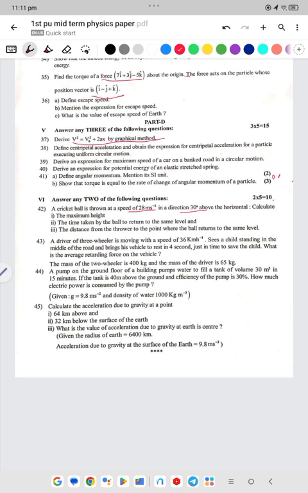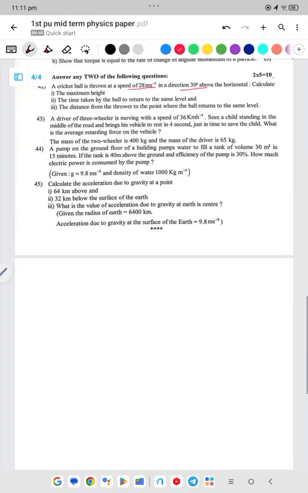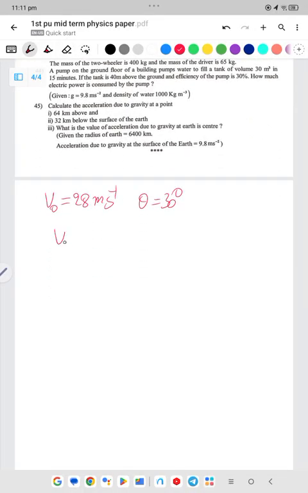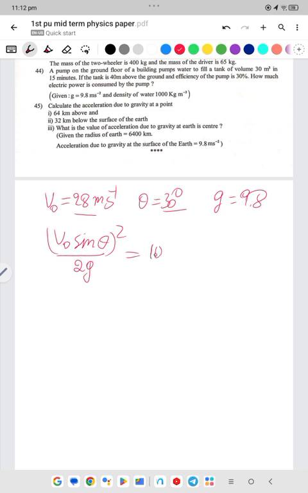Maximum height is nothing but, here, what they have given is a cricket ball, that is you have obtained V naught, that is V naught is equal to 28 meter per second, and theta is equal to 30 degree. And first one is you have to calculate the maximum height. Maximum height formula is, you know, (V naught sine theta) whole square by 2g. Substituting the values, V naught you know, sine theta you know, and g is 9.8. Substituting this value and calculating, you will get around 10 meter.